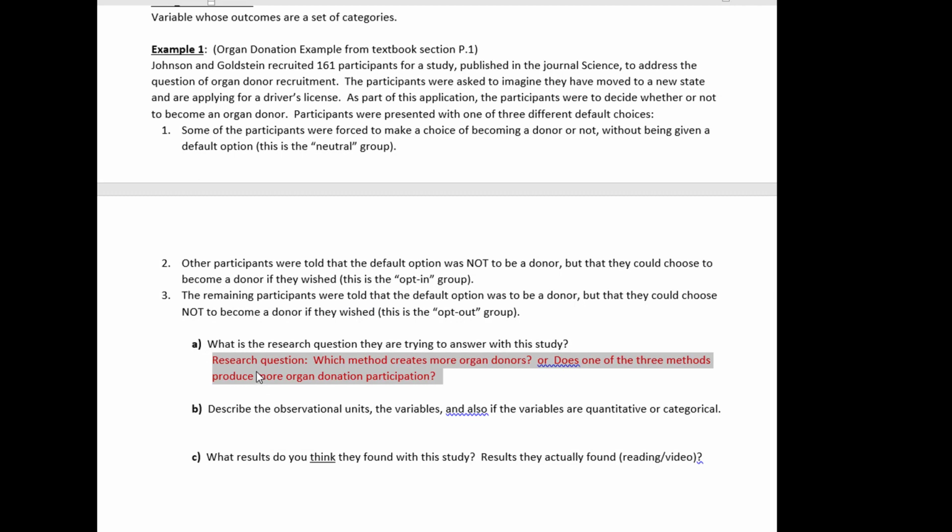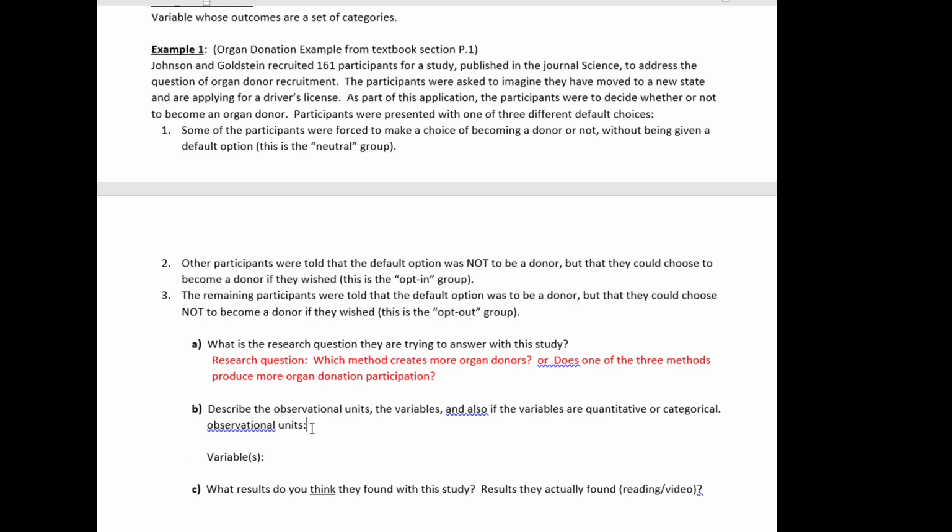All right, so what I wrote here for my solution: which method creates more organ donors? Or maybe you would say, does one of the 3 methods produce more organ donation participation? Something to that effect. So part B: describe the observational units, the variables, and also whether those variables are quantitative or categorical.